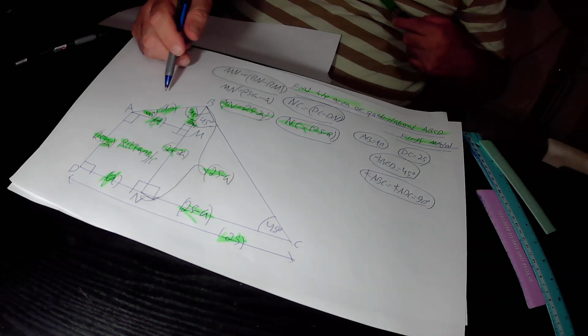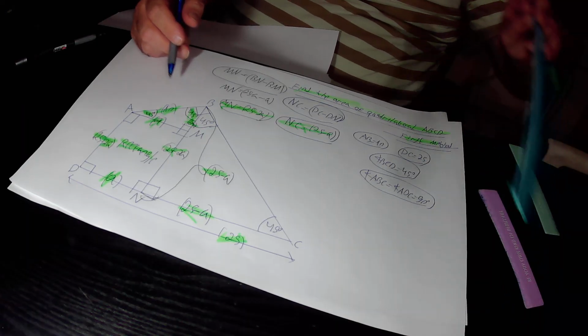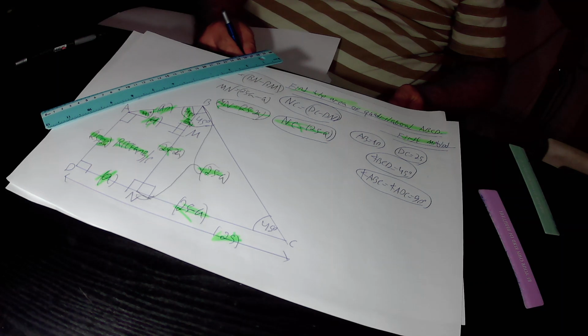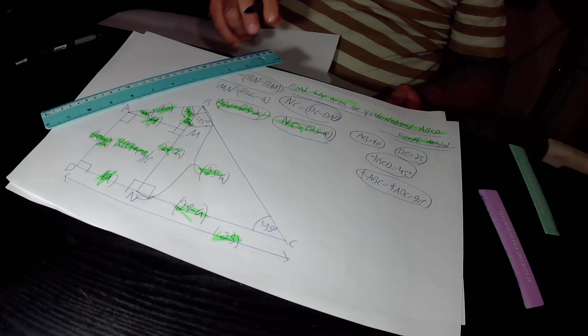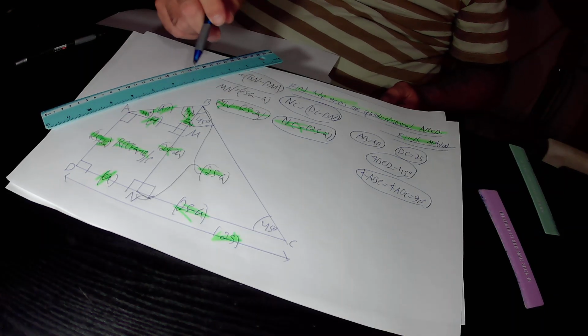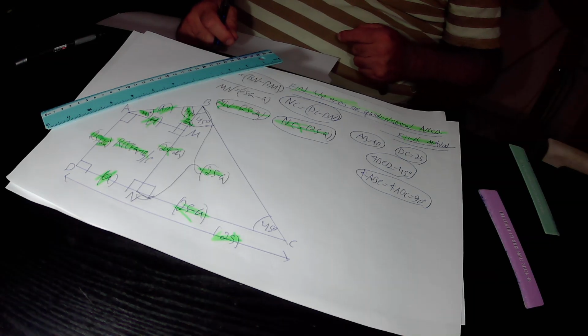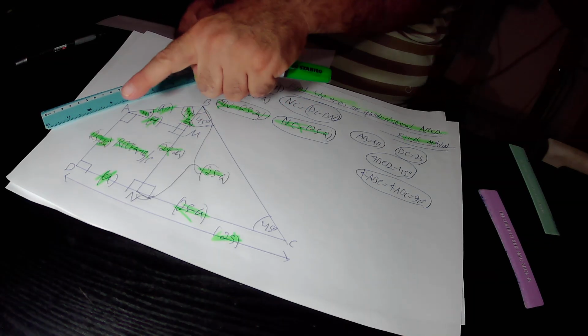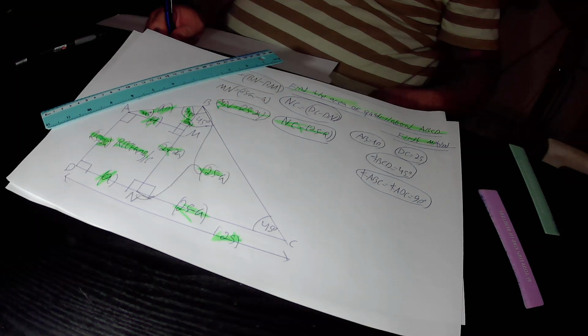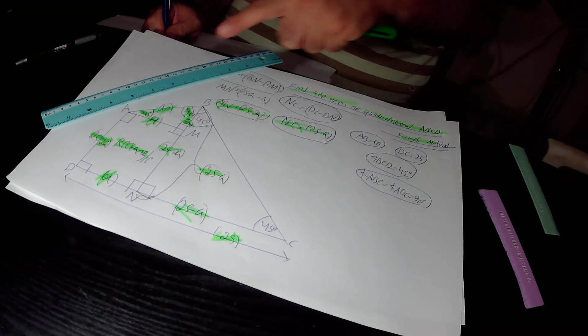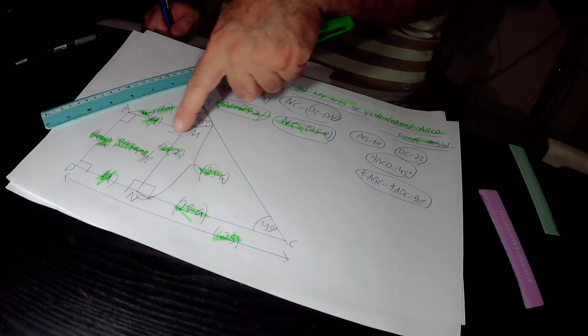What is the area of trapezoid ABND? Actually, the area of trapezoid ABND is equal to the sum of its two parallel bases, that is BN plus AD, times the height AM over 2. Why is the height AM? Because it creates 90 degrees with the two parallel bases.